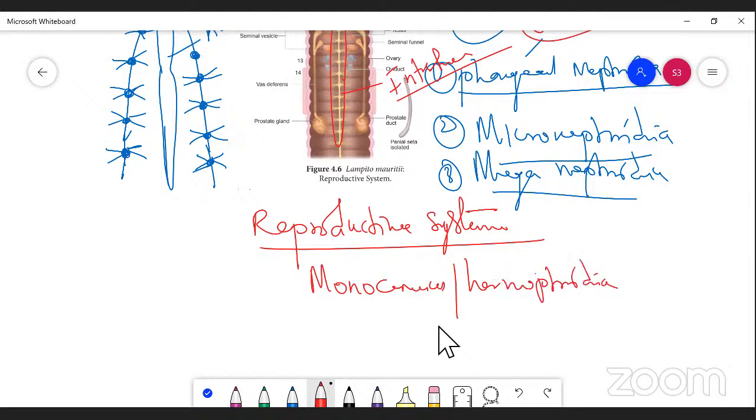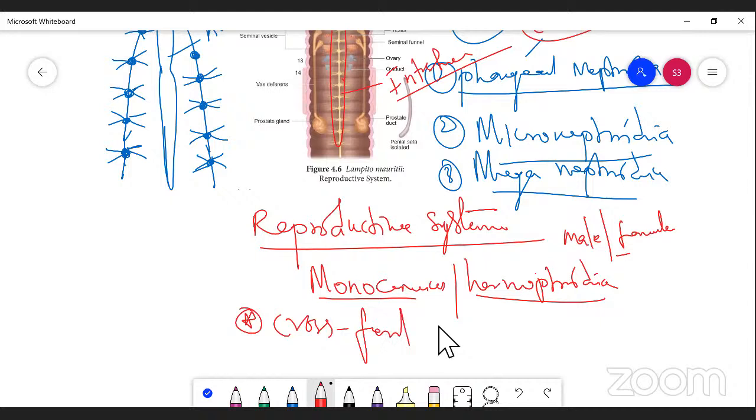Monoecious or hermaphroditic means both male and female reproductive organs are present in the same animal. Because of this, the animals are called monoecious or hermaphroditic animals. Next, the earthworm always does cross-fertilization. All earthworms mate by cross-fertilization.